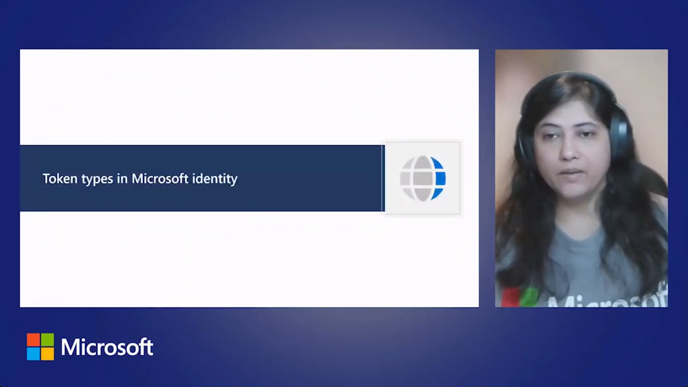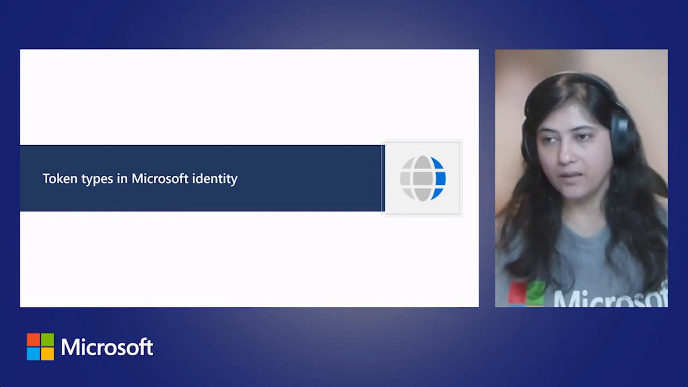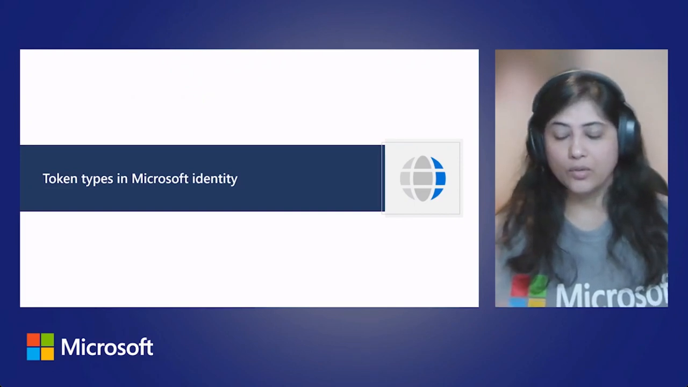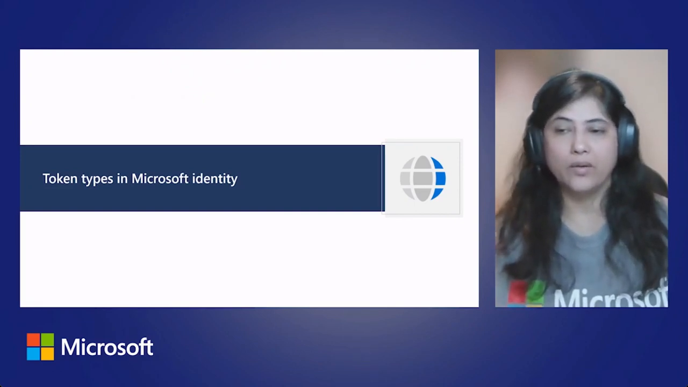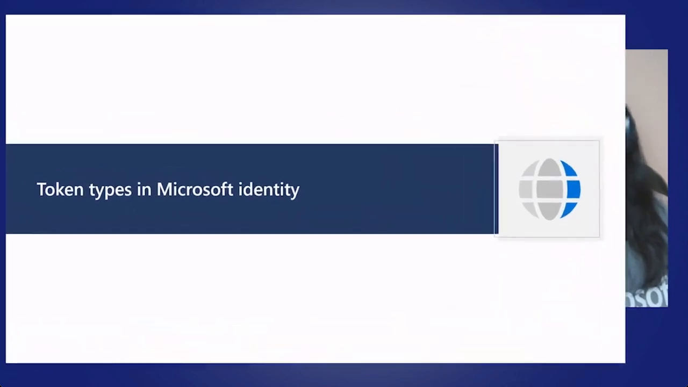So as a developer, when you build an application, you will ultimately request tokens from the identity provider. Okay, now in this case, it's Microsoft Identity, so that you can identify a user and authorize them to use an application with specific permissions. So let's look at the different tokens that you are going to use in your applications.